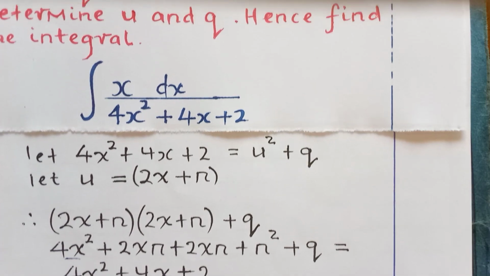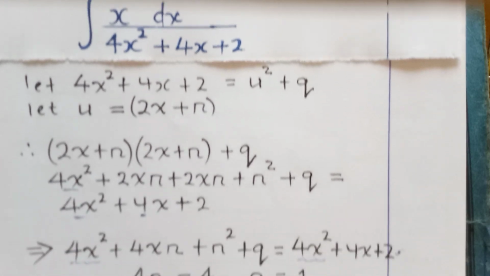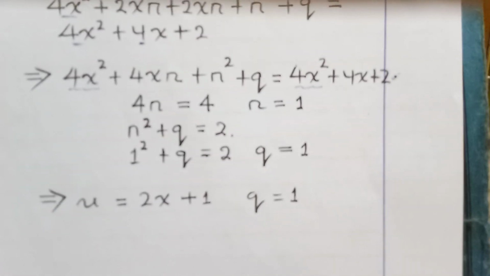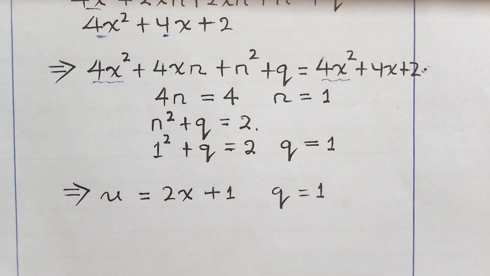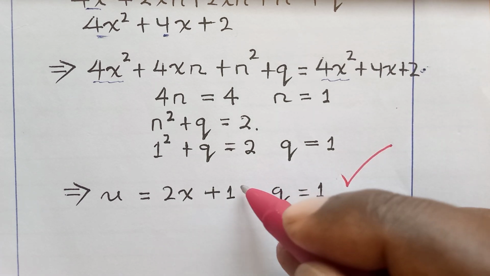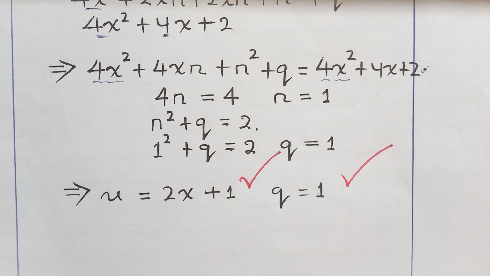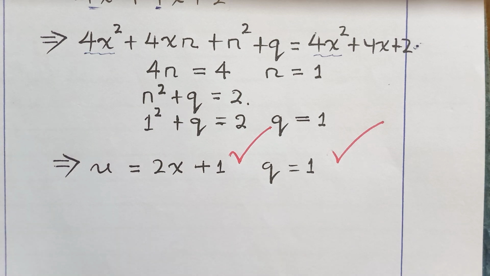Determine u and q, and that's what we have found out. So that is our u and that is our q. So we can give ourselves a mark right there and right there. So let's now go to the next question.